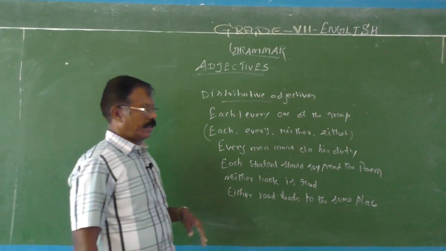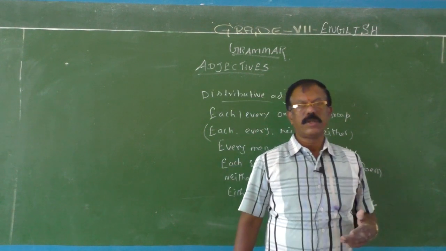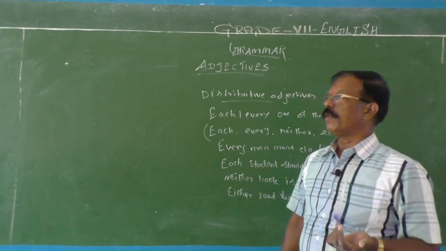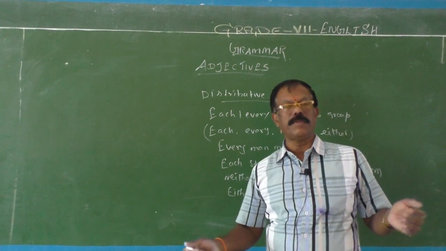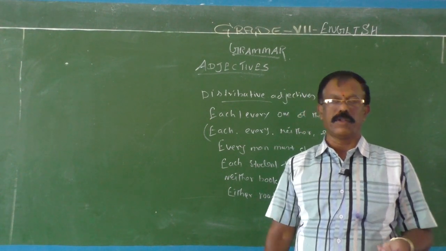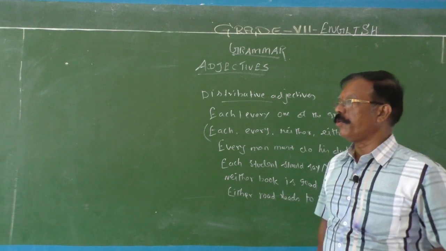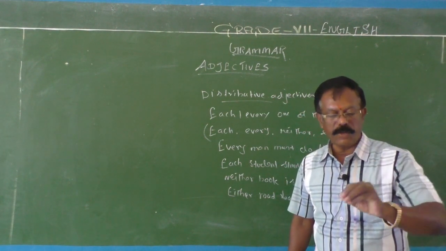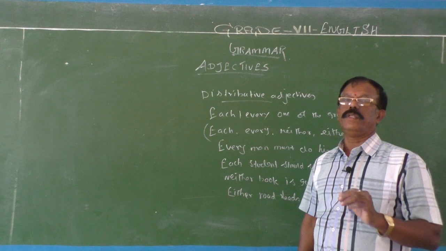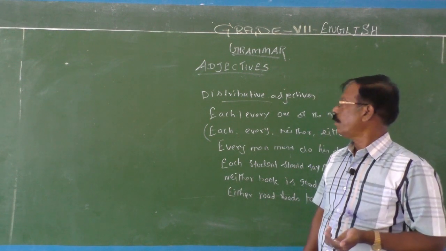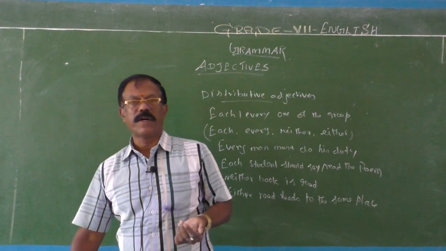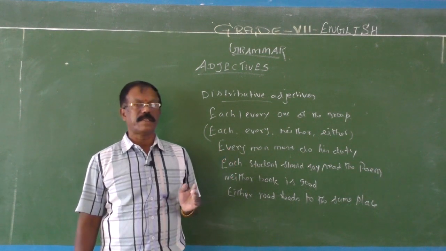Distributive adjectives show each and every one of the group. Like distribution, when things are distributed, it means they are distributed to all, to each and every member of the group. In the same way, distributive adjectives describe each and every one of the group. For example, each, every, neither, either. For each, I have given one example here, children.